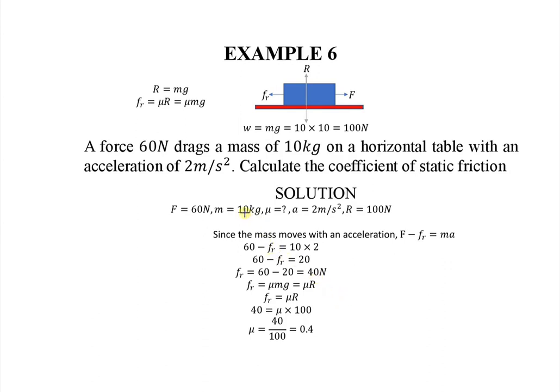Now, let's calculate. Let's get our parameters first. The force moving the body is known, that is 60 Newton, which means F will be equal to 60 Newton. The mass of the body is 10 kg, and we also have the acceleration with which the body moves. Whenever a body moves with an acceleration, the force moving the body minus the force opposing the motion will be equal to the resultant force, which is always ma.